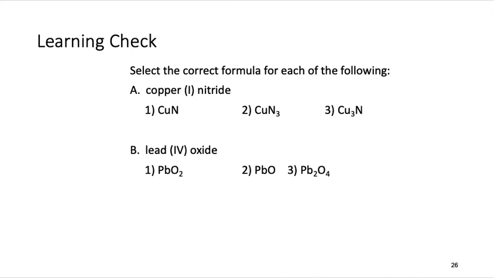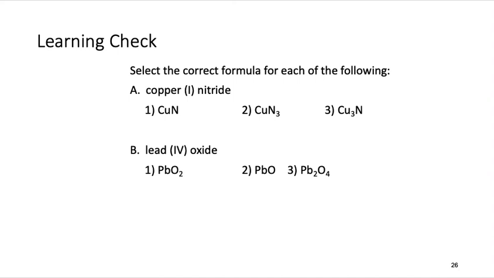Copper 1 nitride. All right, nitrogen's in group 5. Means it's negative 3. How many positive 1s? Okay? All right, if it's Cu3N, then that would be positive 1. Okay, so it has to be 3.